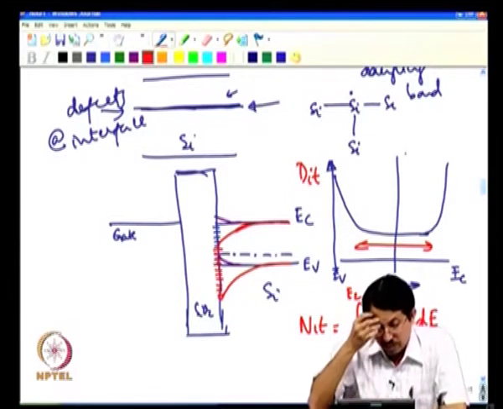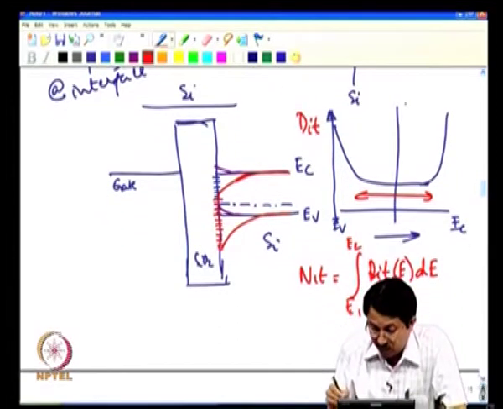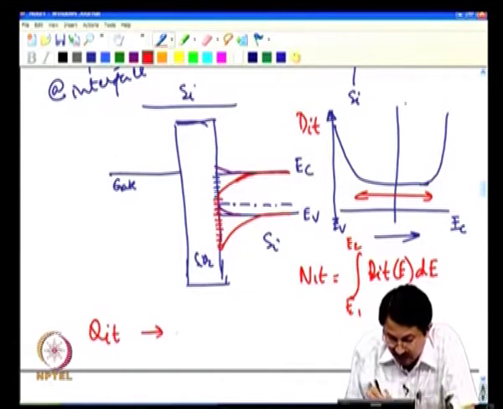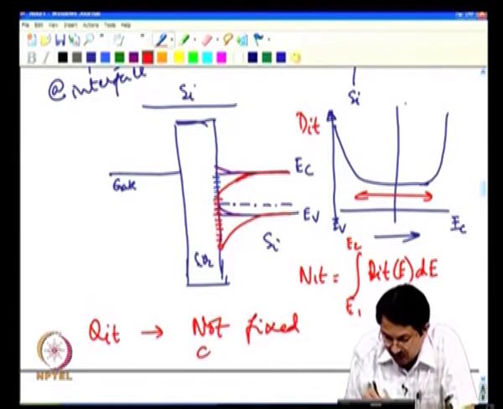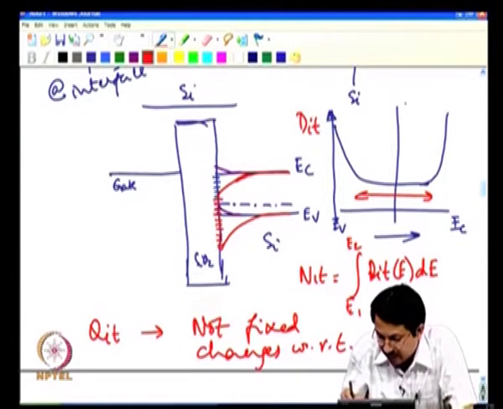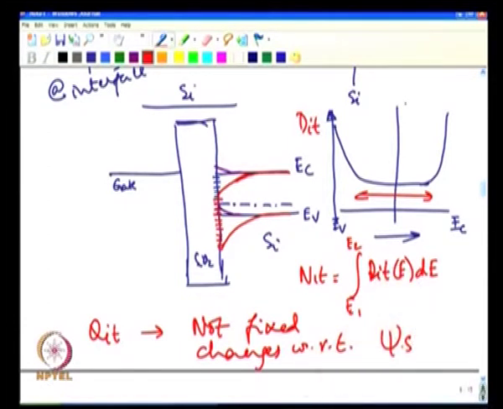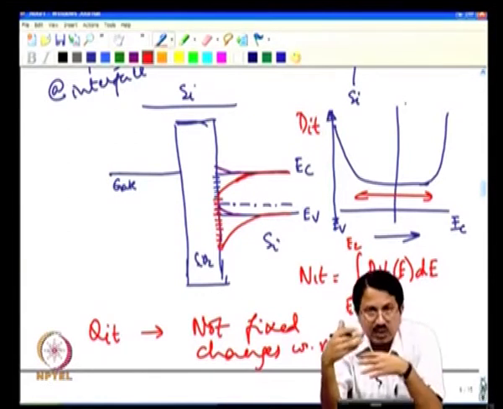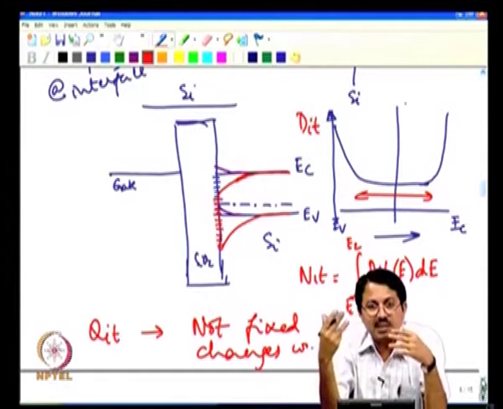Okay. Right. So, now the conclusion based on this discussion is that the QIT is not fixed. In other words, it changes with respect to psi s. Psi s is changing, and as a result of that you will also have this variation. Now, the next question to ask is: we have understood at least that the charge should be changing. Is it going to be positive charge or negative charge? How is the charge going to change?